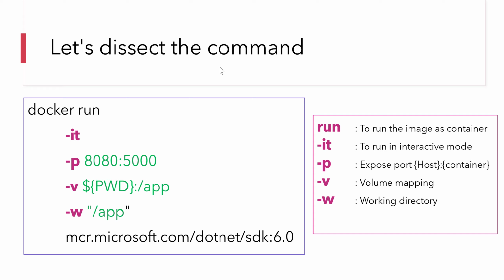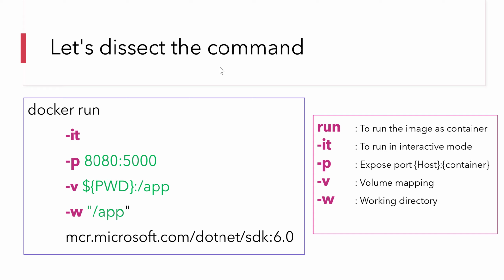So as I told you, for Docker run, the run command actually tells you to run the image as a container. The image is nothing but mcr.microsoft.com/dotnet/sdk:6. That's the image that we will be running as a container within the Docker. You're going to run that particular image as an executable, basically. If you're going to run that, you need to run that as a container in the Docker world. That's what this run command is basically telling you.